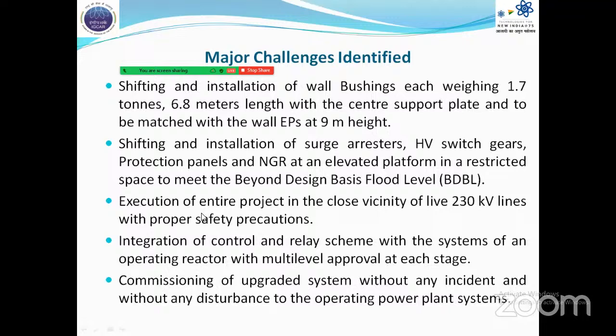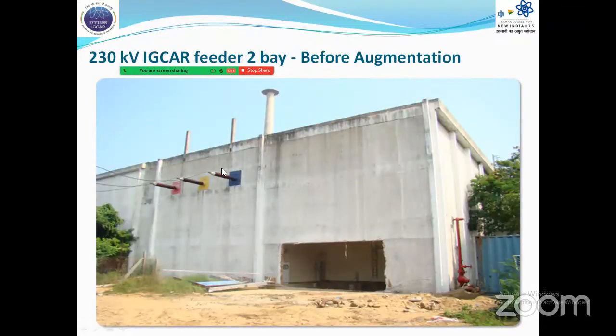The first major challenge we identified is the shifting and installation of wall bushings, each weighing 1.7 tons, 6.8 meter length with the center support plate, and to be matched with the wall EPs at 9 meter height. This is the main thing: installation of bushings at 9 meter is the major challenge, because we have to install the bushings at this height.